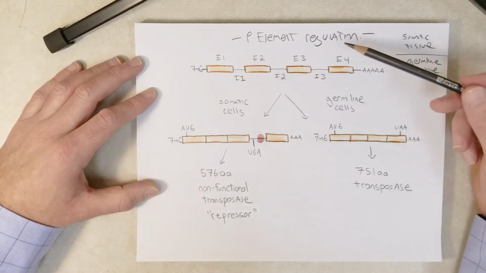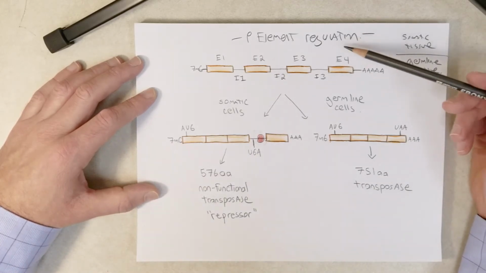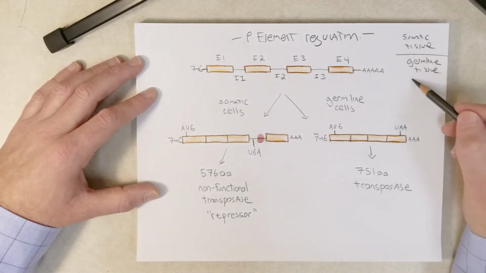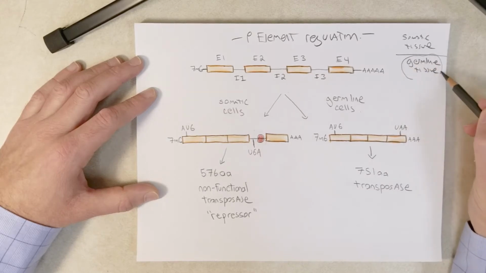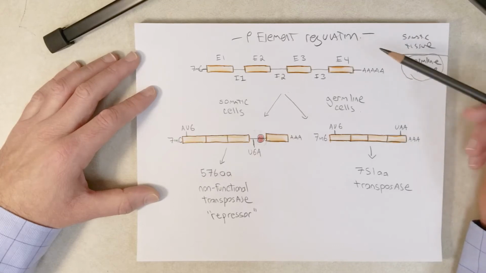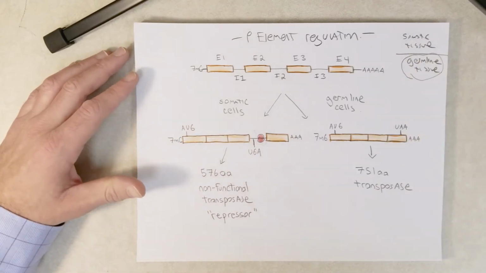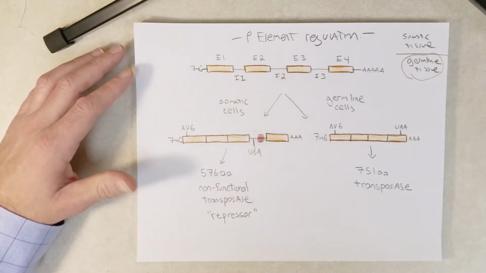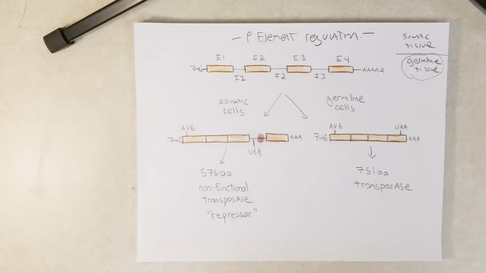Now the transposase to move the P elements is only expressed in germline tissue. And the regulatory process is pretty neat. So we go back to our original diagram of the P element.